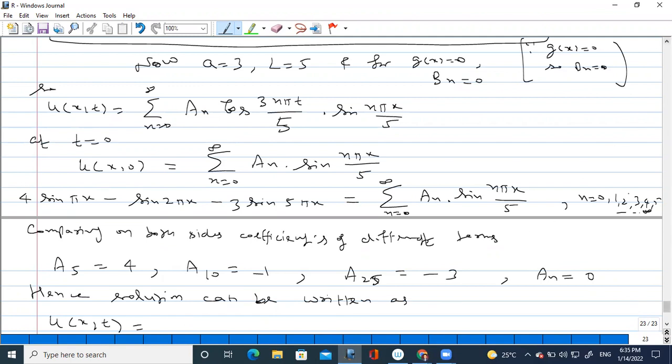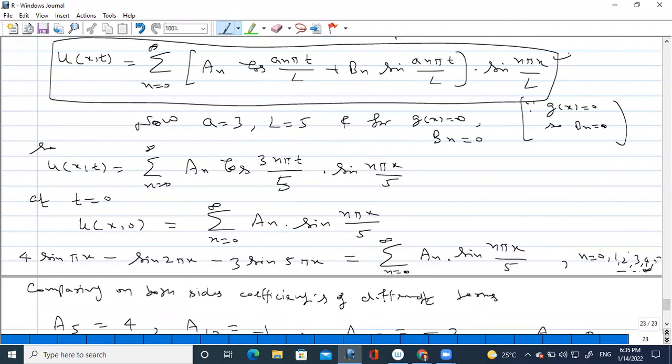And uxt is what? Come to uxt. ux0 is this much. So now here you have to use which terms? Only the a5 term is there, only the a10 term is there, only the a25 term is there. Understood? And bn is already 0 here. Bn you have to take 0 because gx is 0. So this term I will not take. So you cut it. Why are we cutting? This is the reason. So only this much will be the answer.